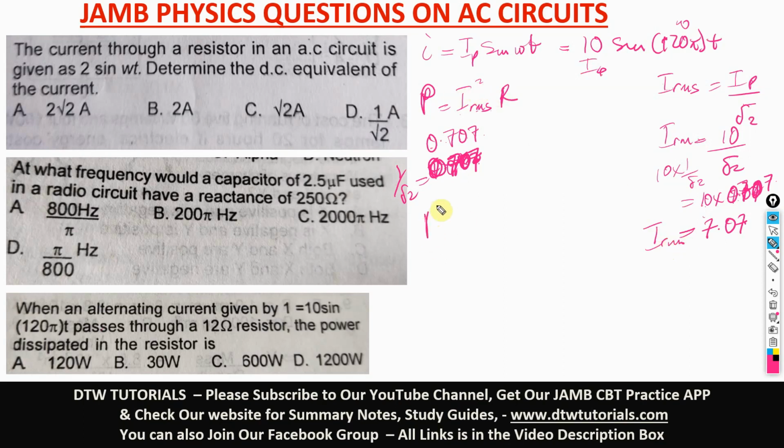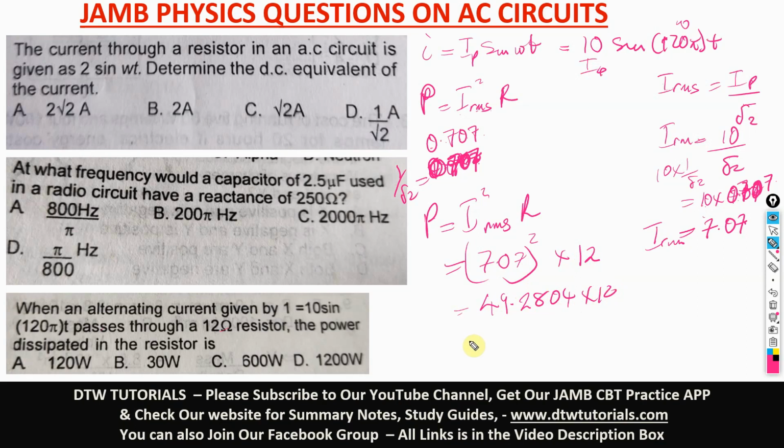7.07. So we can come here. P is equal to I squared R. So that will be 7.07 squared times our resistance here of the resistor, which is 12. So 7.07 squared, you can use your calculator. You have 49.2804, then times 12, and that will give us 599.81 watts. And you can approximate this to what?